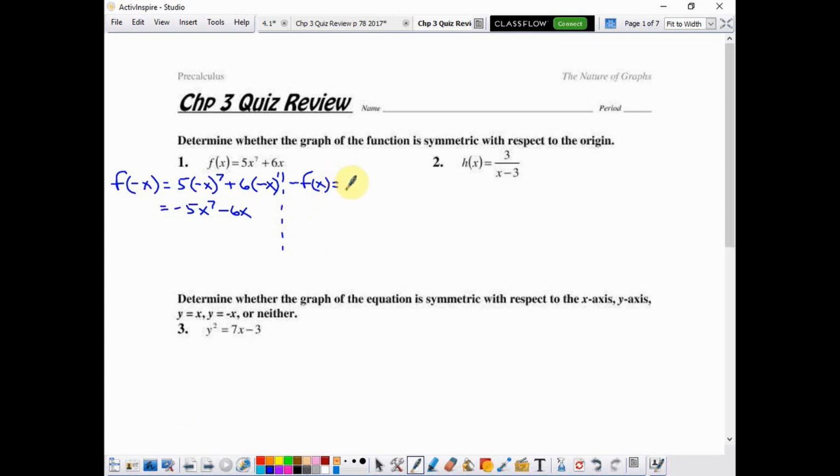The opposite of f of x, we have to distribute a negative on this original function. So when we distribute that negative, we get negative 5x to the 7th minus 6x. And this is the same as this. So yes, this does have symmetry with respect to the origin. Which means, by the way, that that is called an odd function.